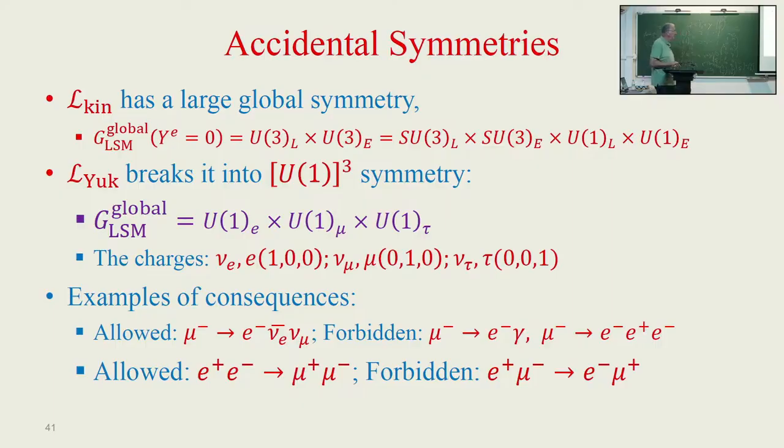Also in scattering, for example, e plus e minus going to mu plus mu minus is allowed because it carries charge under neither of these three symmetries. But e plus mu minus to e minus mu plus is forbidden because it violates U1e and U1 mu by 2 units each. And I included here only examples with the e and the mu, but similar things apply to the tau lepton. And again, no such process has been observed so far.